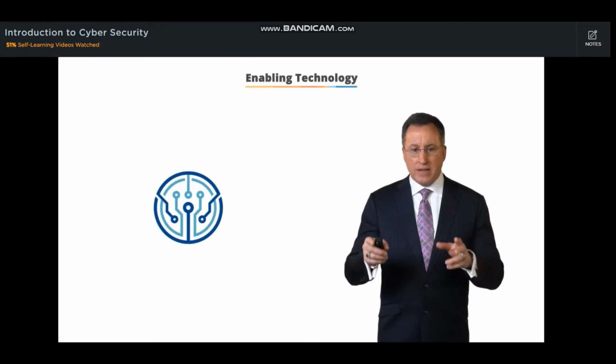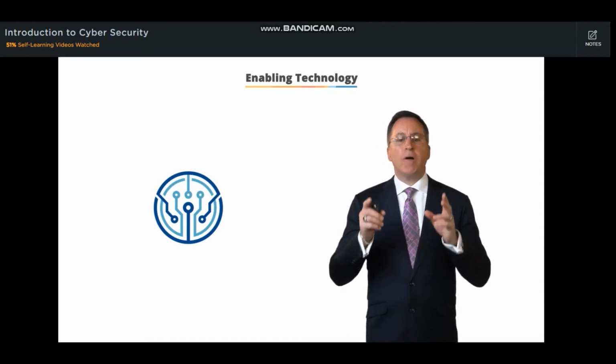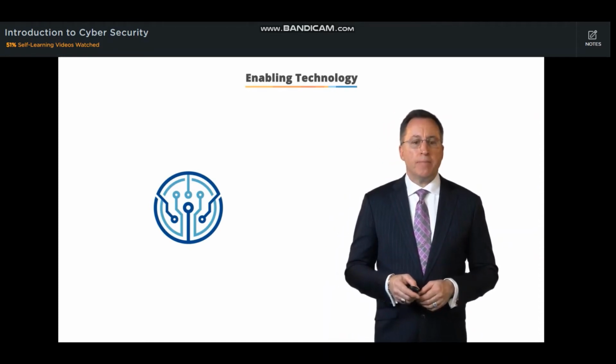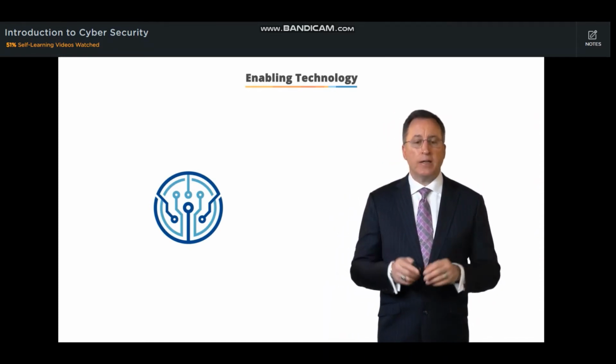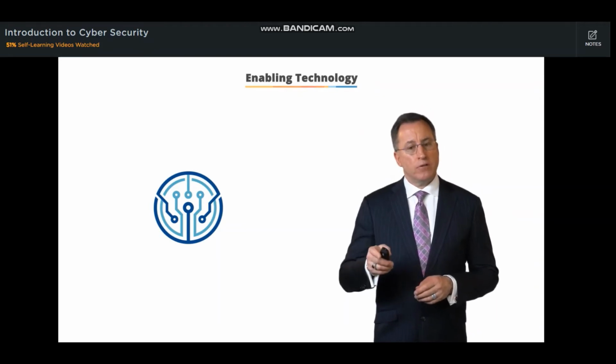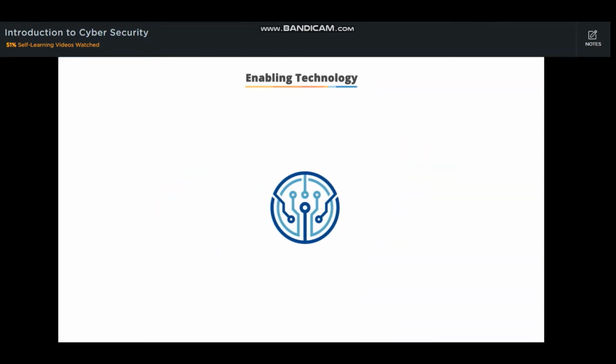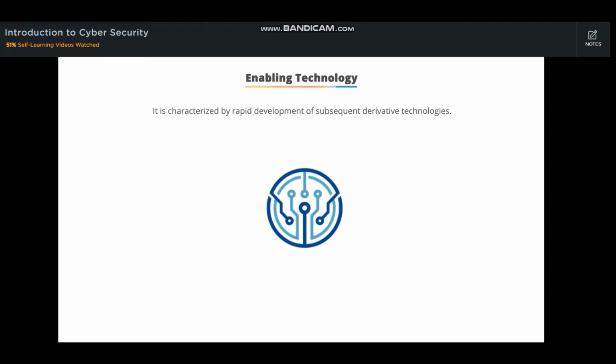An enabling technology is an invention or innovation that can be applied to drive radical change in the capabilities of a user or culture. Enabling technologies are characterized by rapid development of subsequent derivative technologies, often in diverse fields.